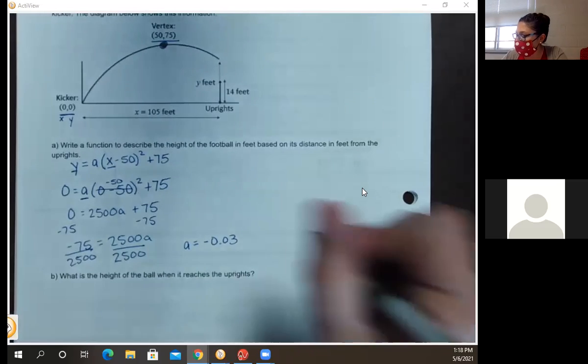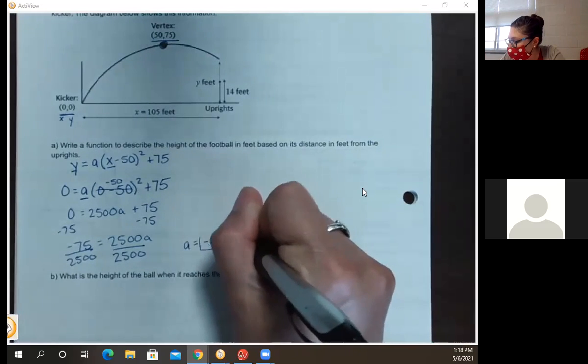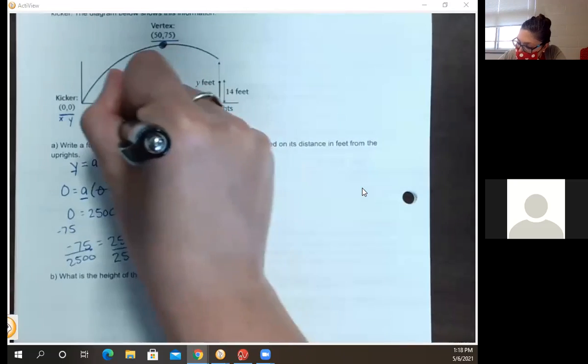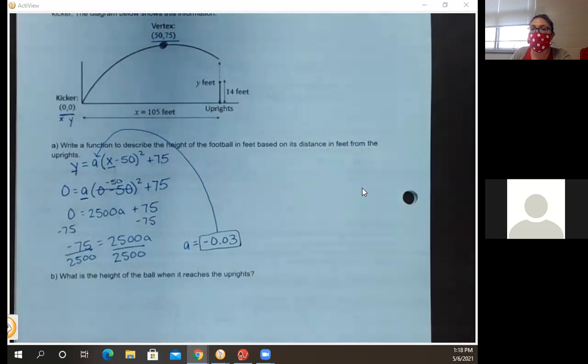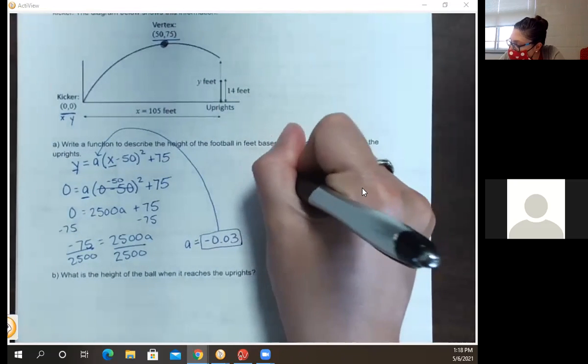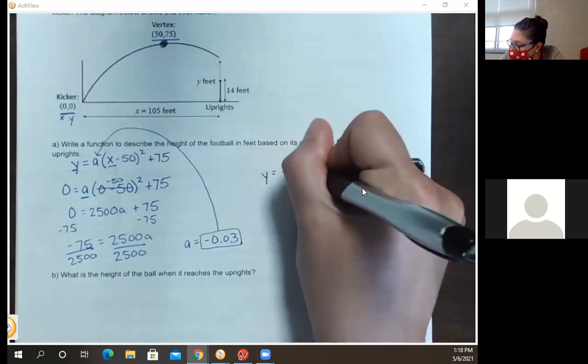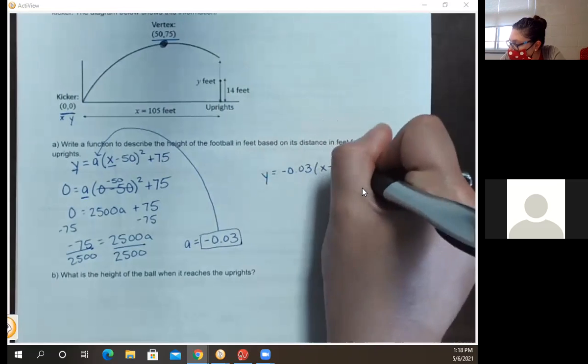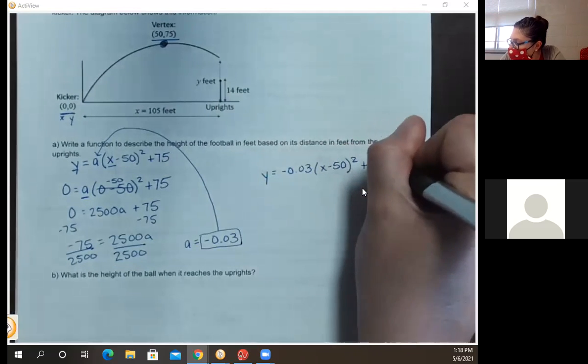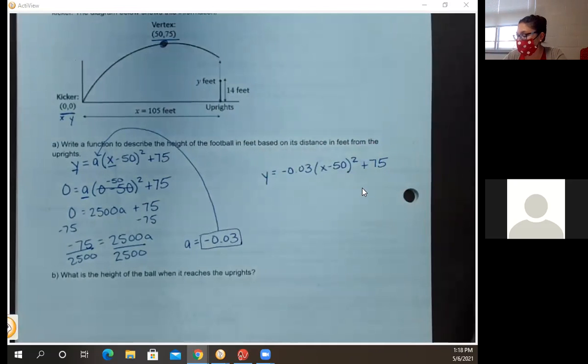So I found my lead coefficient. Now I'm going to take this number and plug it in for a so that I have my actual equation, my fully formed vertex function. So this would be y equals -0.03 times x minus 50 squared plus 75. There's my function. Now I can use my function to figure out where does my kick land.